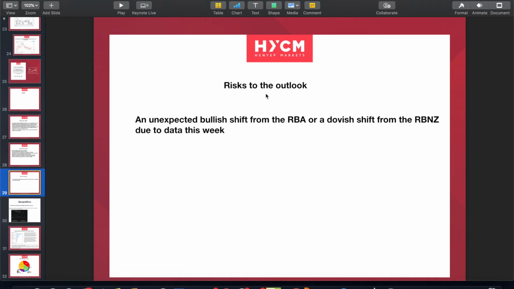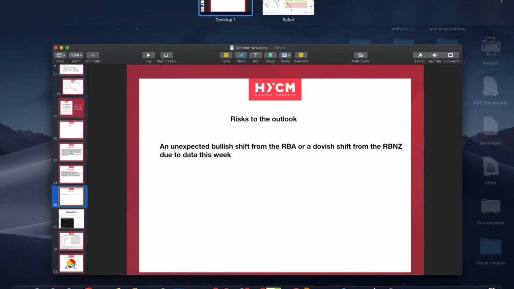So what are the risks to this outlook? Well, the risk to the outlook is that we get an unexpected bullish shift from the RBA. Their rate statement is in a few hours on February the 4th. And again, there's some key data out for the RBNZ this week. So let's just take a look at the chart.